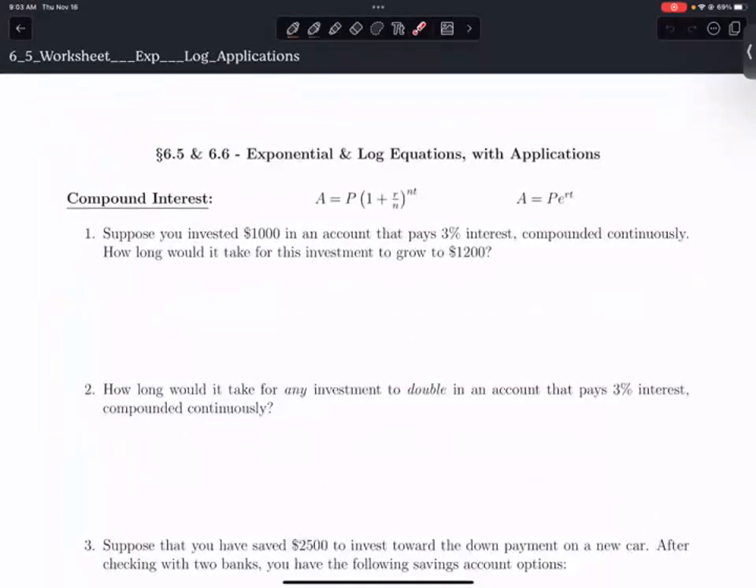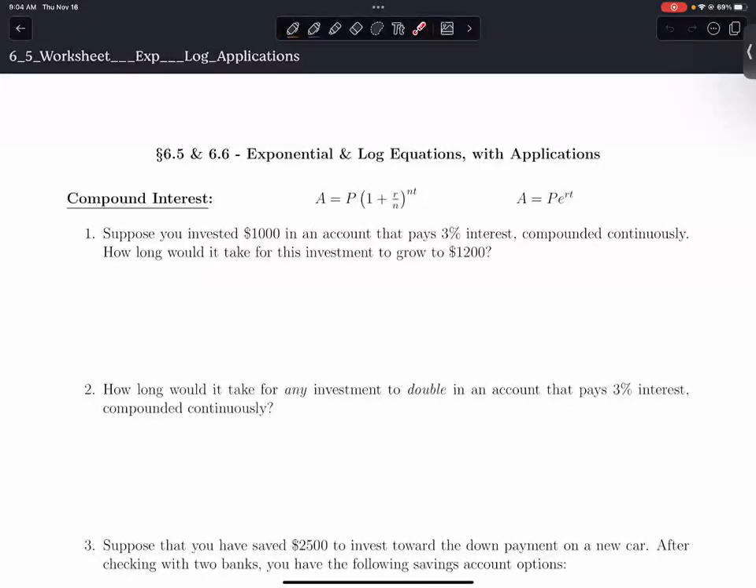So first, the compound interest formulas. Again, those two formulas are printed on the test. So if you need them, in the hypothetical situation that you need those, they're provided. But you need to know which one to use when and what everything represents, of course.